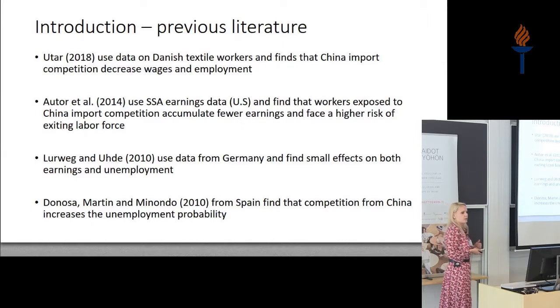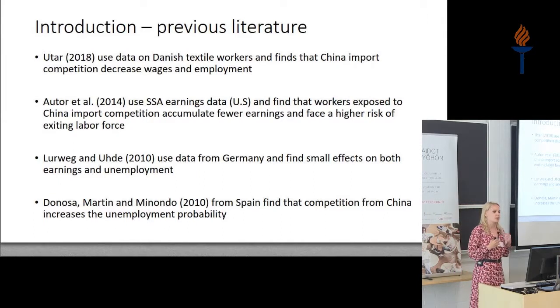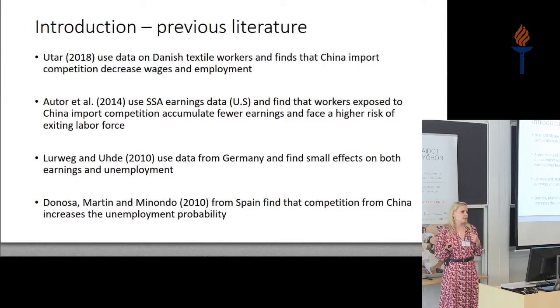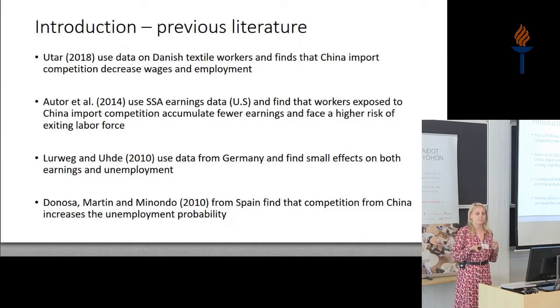And then there is another paper from Autor and fellows. They use earnings data from the US, and the way they create their treatment and control group is a little bit difficult to explain here. But they find a similar type of evidence: workers working in manufacturing firms that are exposed to China import competition, well, in the long run, have smaller wages and face a higher risk of non-activity.